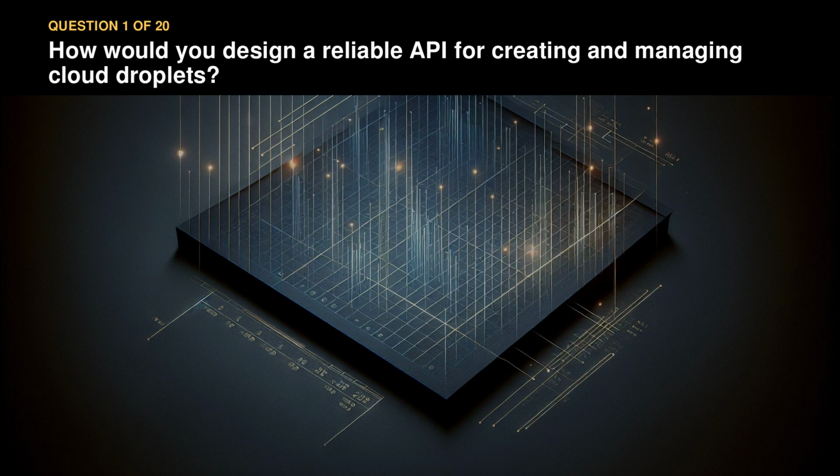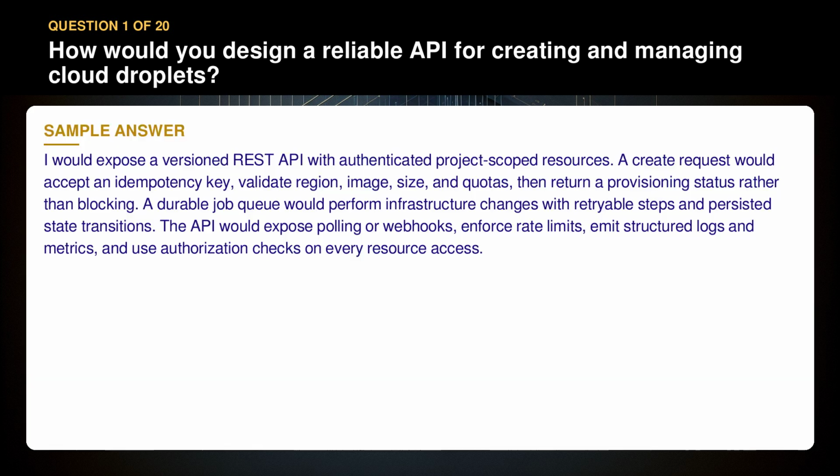Question 1. How would you design a reliable API for creating and managing cloud droplets? I would expose a versioned REST API with authenticated project-scoped resources. A create request would accept an idempotent key, validate region, image, size, and quotas, then return a provisioning status rather than blocking. A durable job queue would perform infrastructure changes with retrievable steps and persisted state transitions.